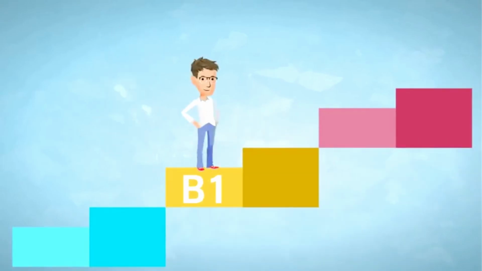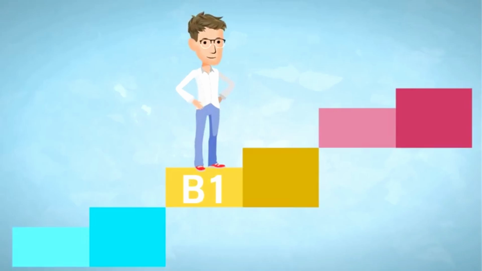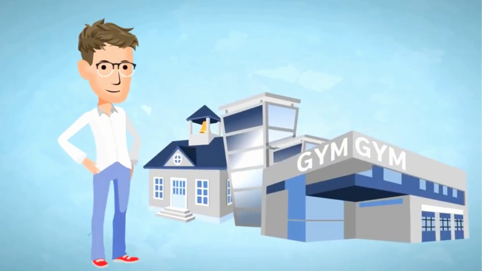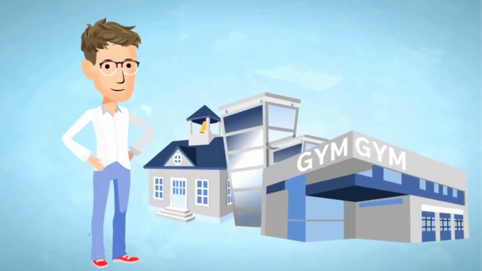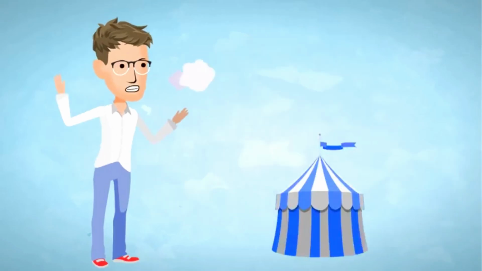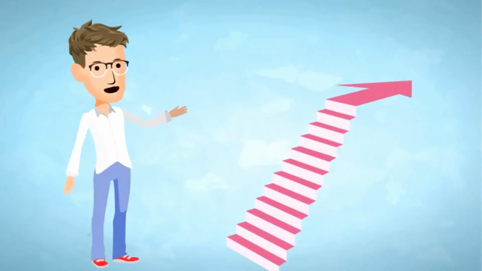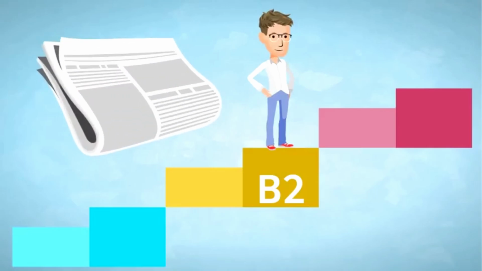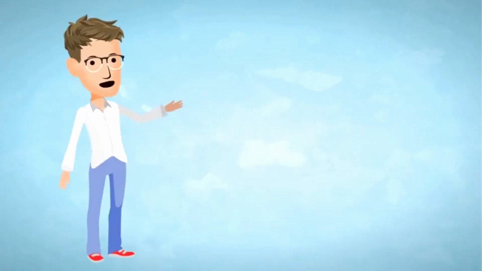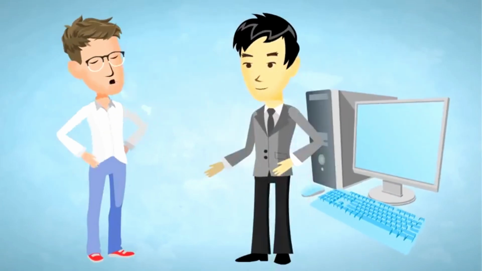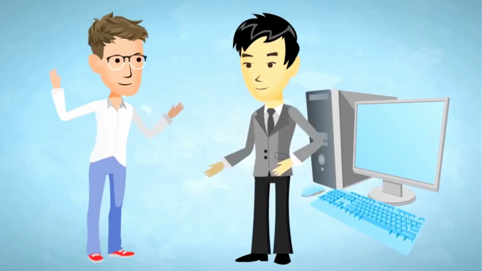By B1, a learner is becoming more independent and can understand the main points of things to do with work, school, or leisure if they're stated fairly clearly. They can deal with most general situations and can describe experiences, events, dreams, hopes, and ambitions. At level B2, learners should be able to understand the main ideas of difficult texts on all sorts of topics, including technical discussions in their specialist field. And they can talk fluently with native speakers without any pressure on either side.